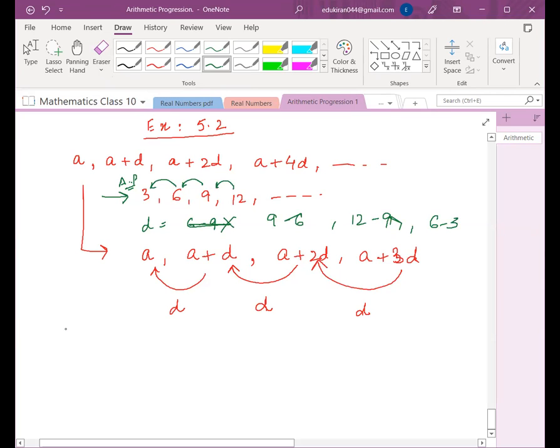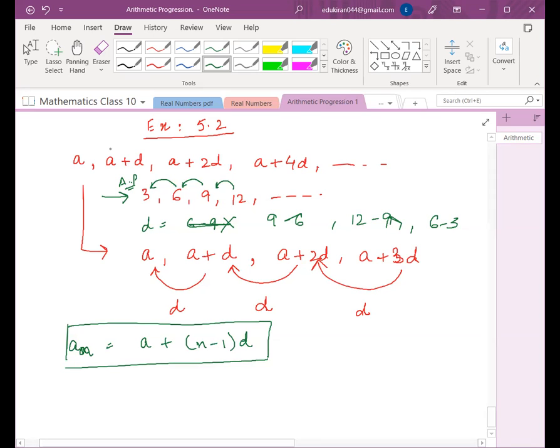All right. Now come to the nth term of an AP. This is the next formula, which is AN, the nth term, is A plus N minus 1 into D. This is the formula you have to remember. Now, the whole exercise is based on this formula only. Clear? Yes, ma'am. Okay, now come to the first question.